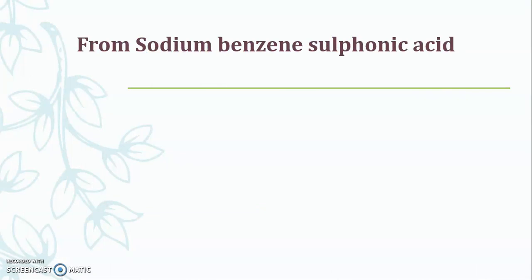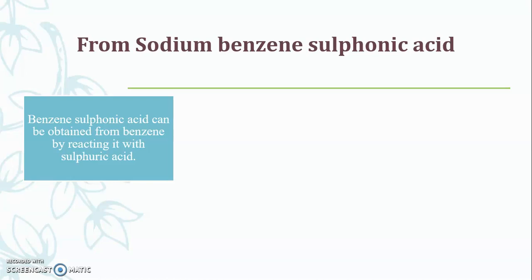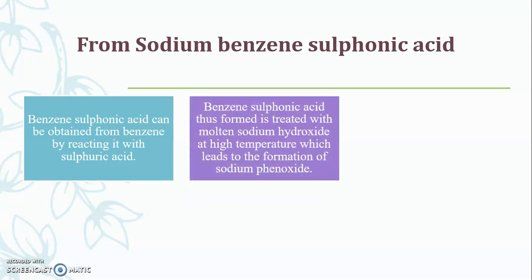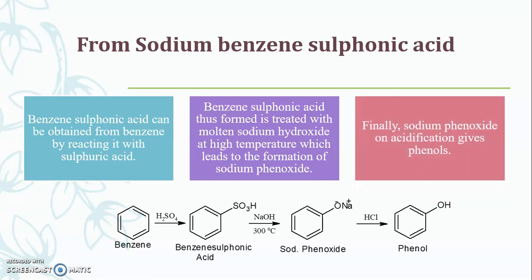Now the second method involves the preparation of phenol from sodium benzene sulfonic acid. Now we know what benzene sulfonic acid is. Benzene sulfonic acid is obtained from benzene by reacting it with sulfuric acid. The benzene sulfonic acid that is formed is further treated with molten sodium hydroxide at high temperature, which leads to the formation of sodium phenoxide.